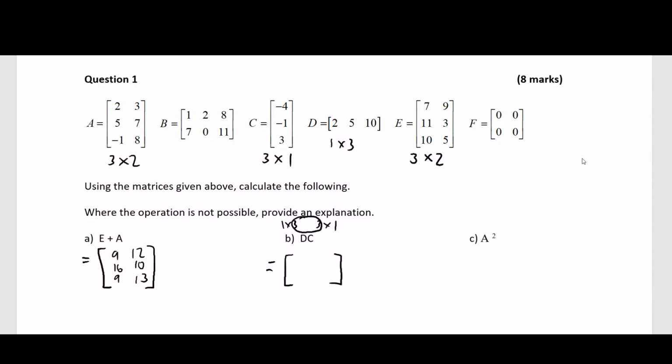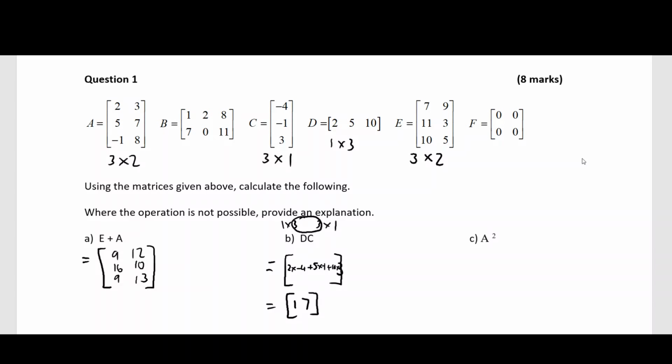All right. So here we're going to have D times this can be 2 times negative 4 plus 5 times negative 1, plus 10 times 3, not much space there, but you end up getting 17 for that one.